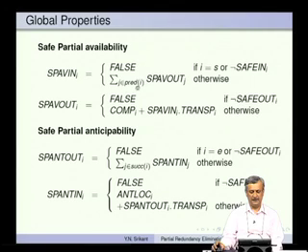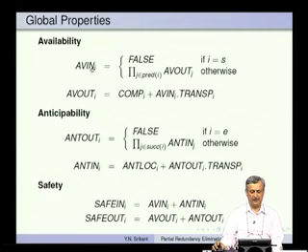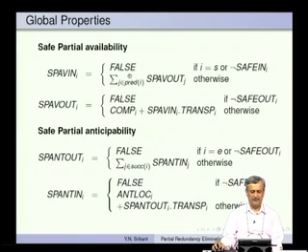In the previous case for AVIN we looked at the predecessors with the AND operation, whereas here we are looking at the OR operation. The reason is we want partial availability, that means any one of the paths will do, that is why this is the OR operation. SPAVOUT is false if the output point of the basic block I is not safe, otherwise it is either computed or available from the top and transparent. This is as before.